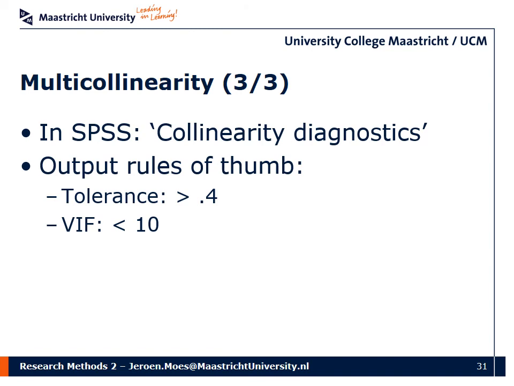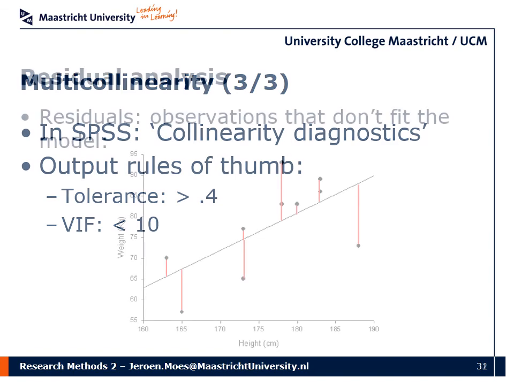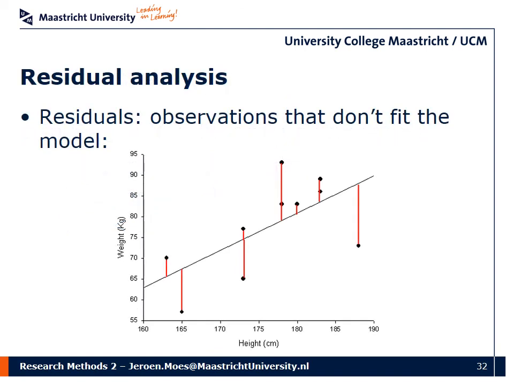But the rules of thumb here are, out of the statistics that you get for the collinearity diagnostics, it'll give you a whole set of tables and charts and things that you don't need to understand right now, but at least we know that the tolerance should be over 0.4 and the VIF should be under 10. We could also do a residual analysis. SPSS will have that option as well.